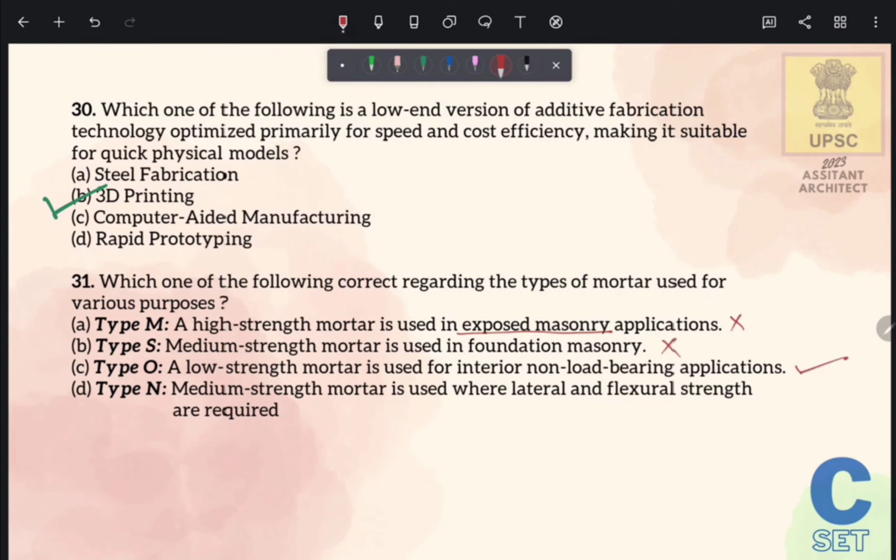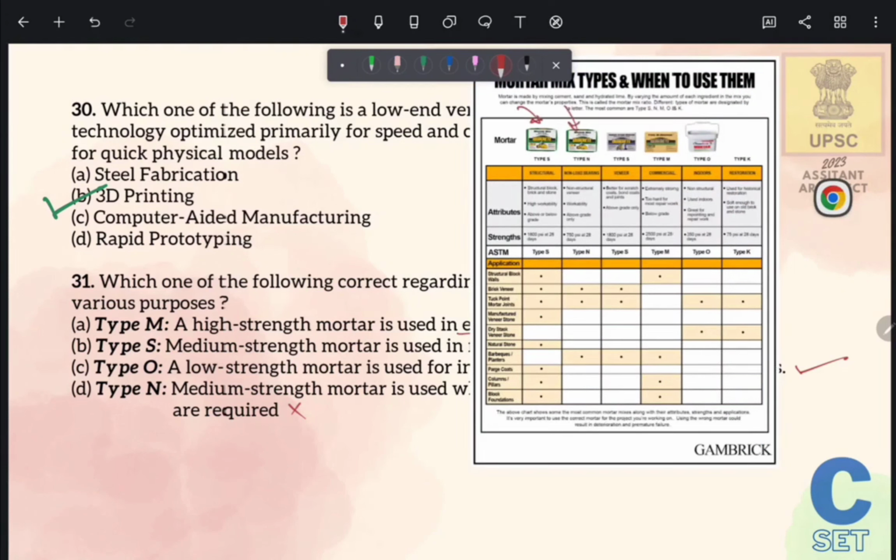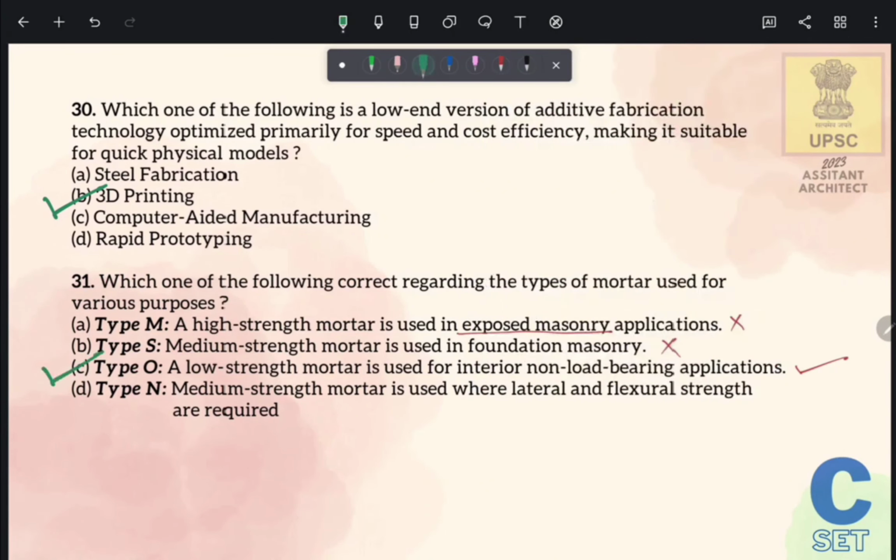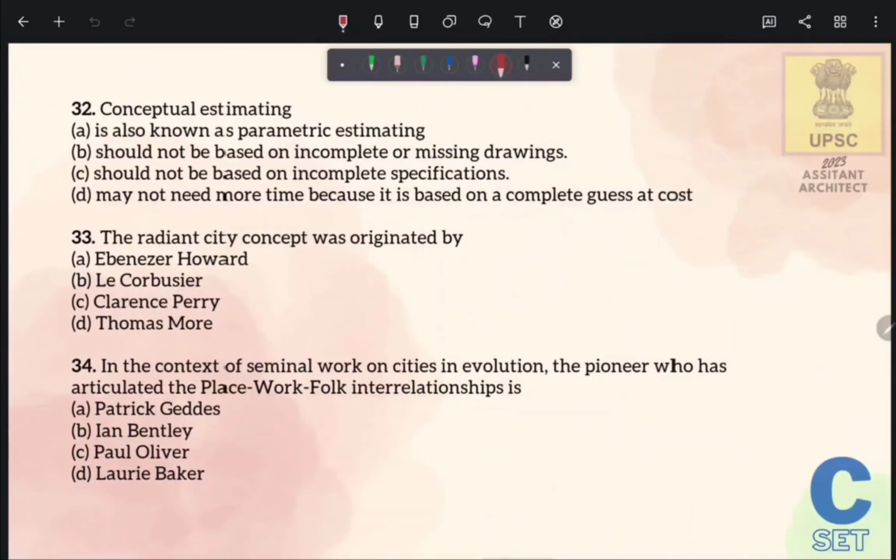Last option is type N, medium strength mortar is used where lateral and flexural strength are required. So this is also a false statement, because N type of mortar are generally useful for exterior surfaces and it works good against the weather conditions. And here in this image you can see its strength and its application. So just read this image, or you can take a screenshot also. And this is the correct answer of this question. Let's move to the next question.